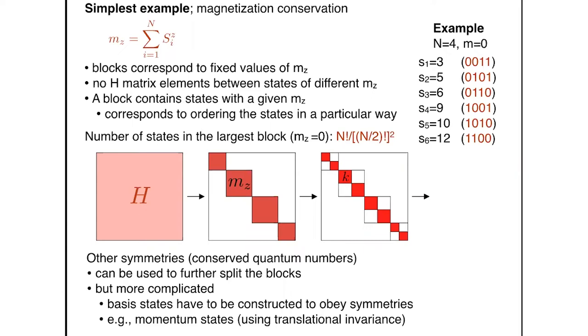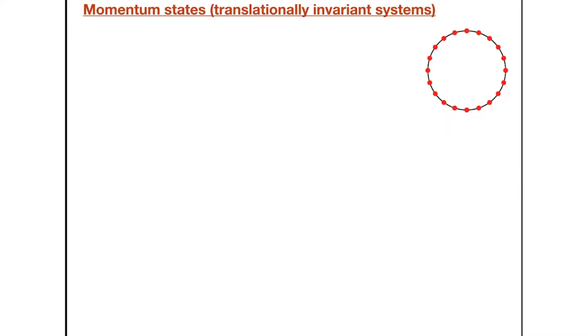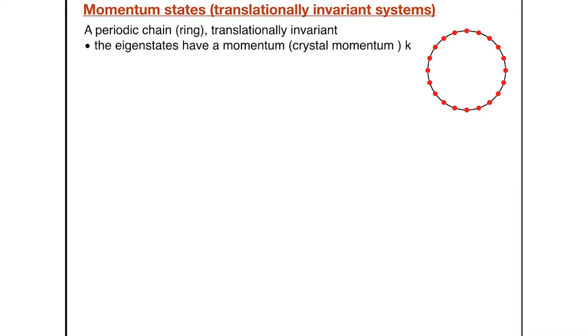Okay, momentum states. So we have the system on a ring, n spins on a periodic chain. Of course, we have translational invariance if we translate by an integer number of lattice spacings. So what does k correspond to here? Well, if we translate one step, we get this exponential factor, similar to the continuum, but now we only have a discrete number of k values because of the discreteness. Of course, we have to have as many k states as we have real space states.